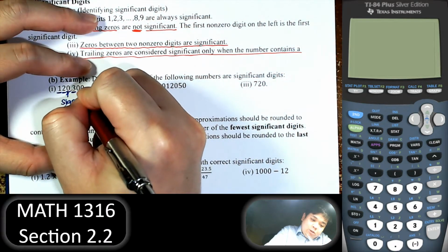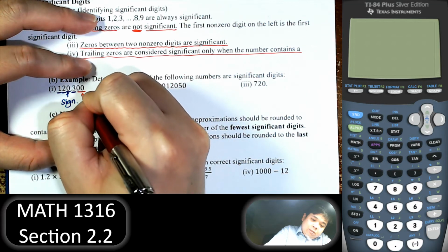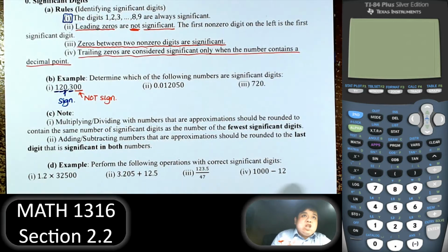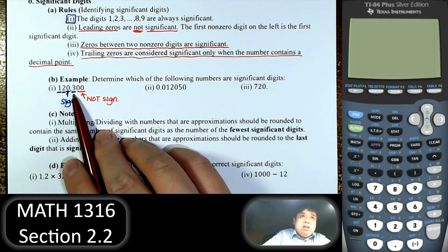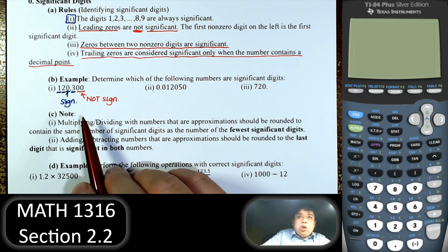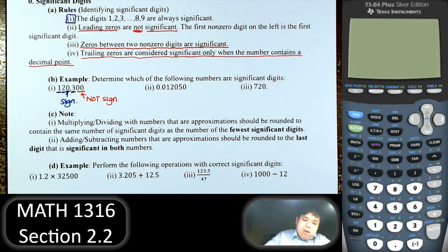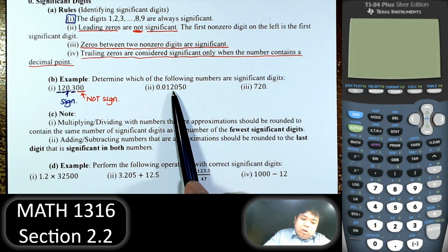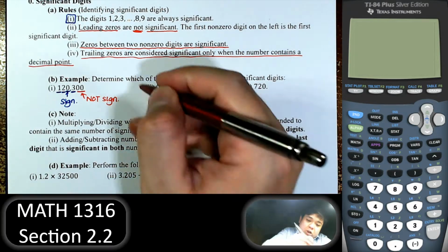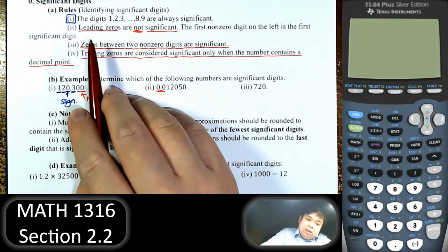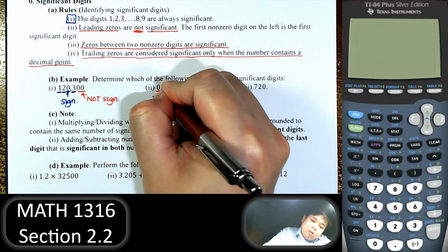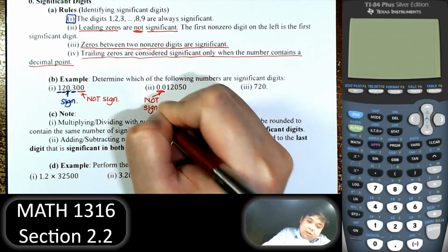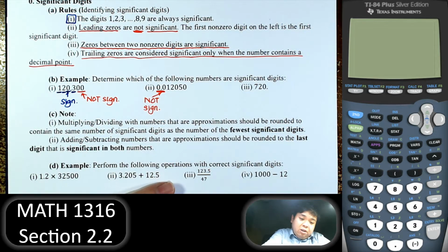So this 0 is not significant because there's no decimal point. So only 4 of them are significant. The leading zeros are not significant. Next, we have this example: 0.012050. Right. First of all, the leading zeros are not significant. So those 2 are not significant, because leading zeros never are.